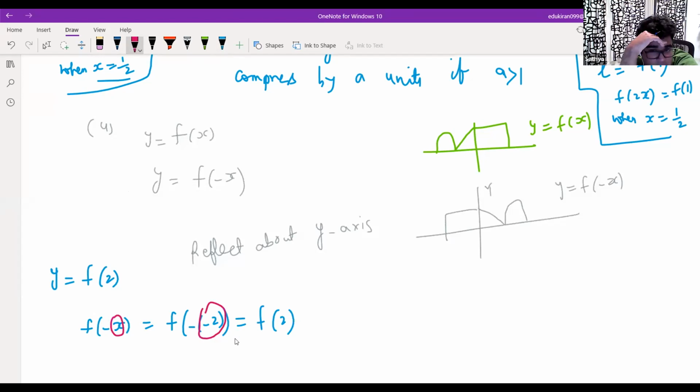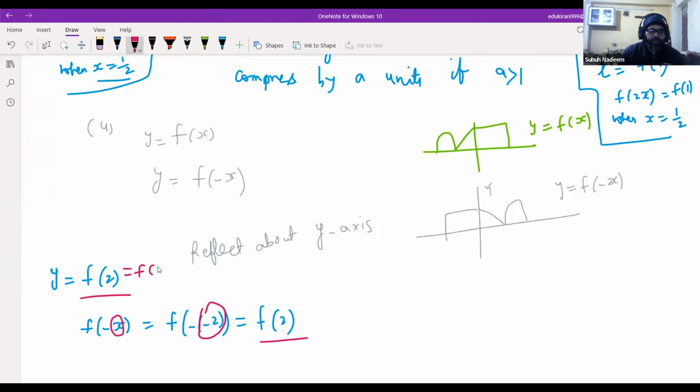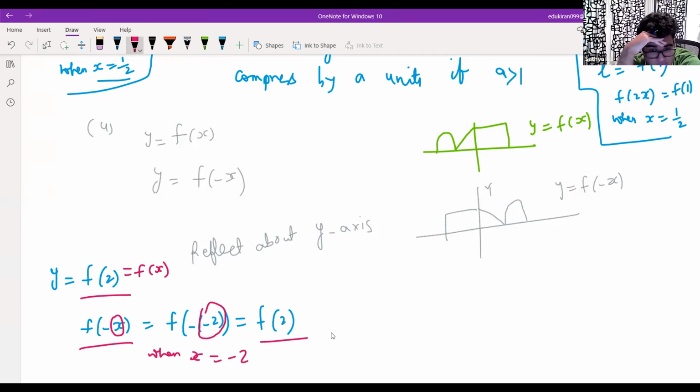Why is it minus 2, sir? Because we want to get f of 2, which is from the original one. Now f of 2, how do we get? From f of minus x, we need to put x is equal to minus 2. So that is why the minus 2 will give you the output of 2. So it will get reflected about y-axis.